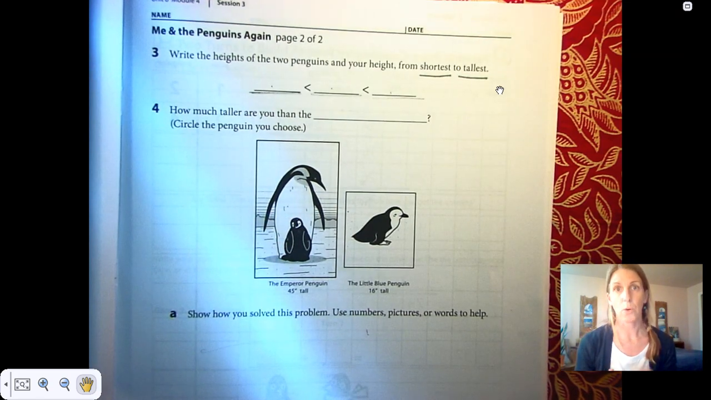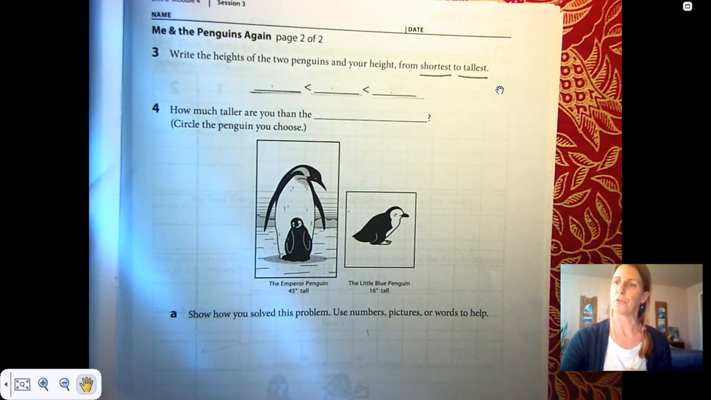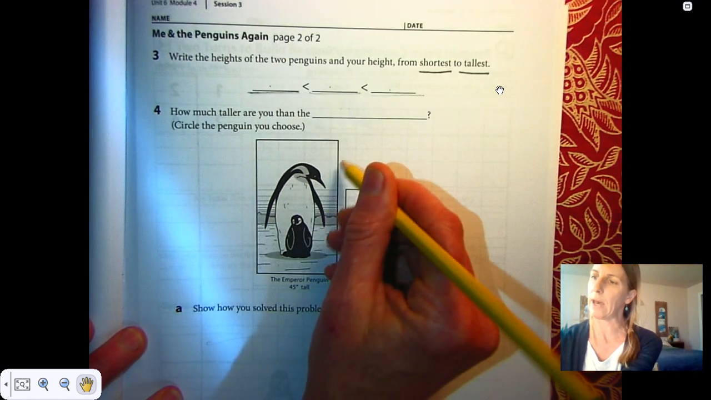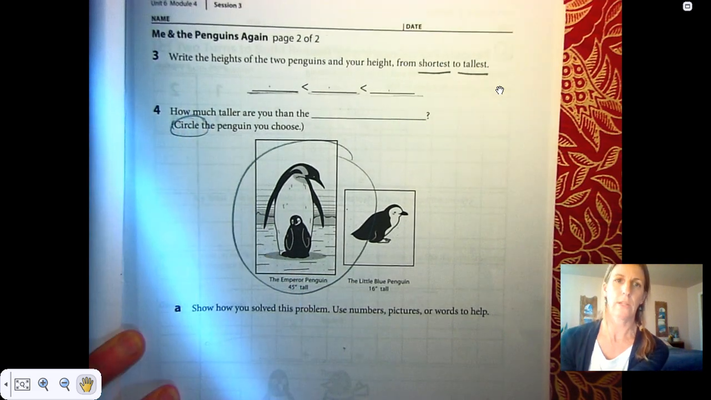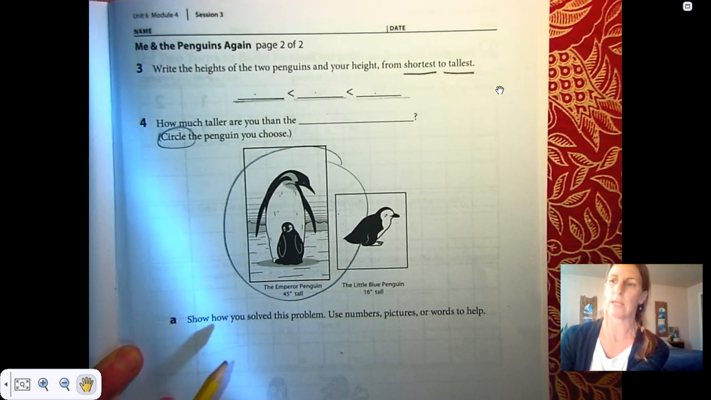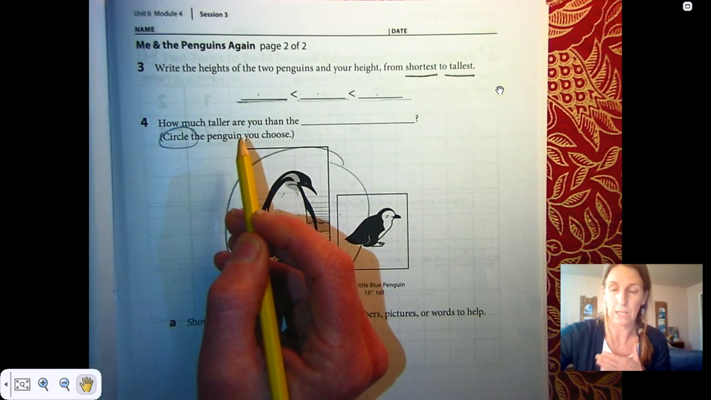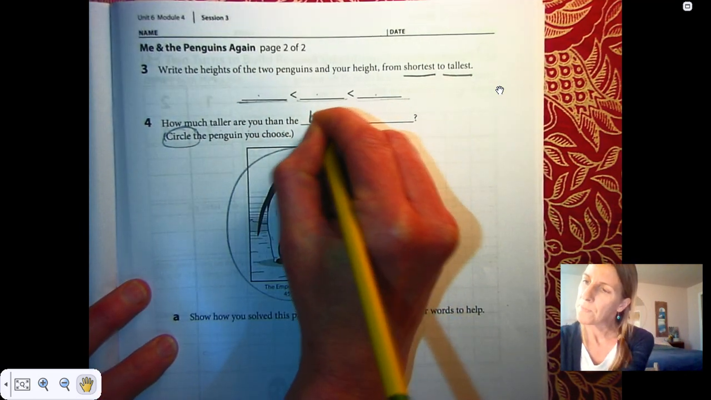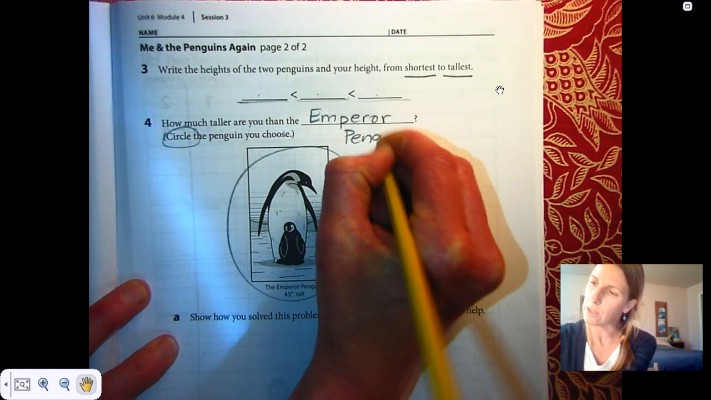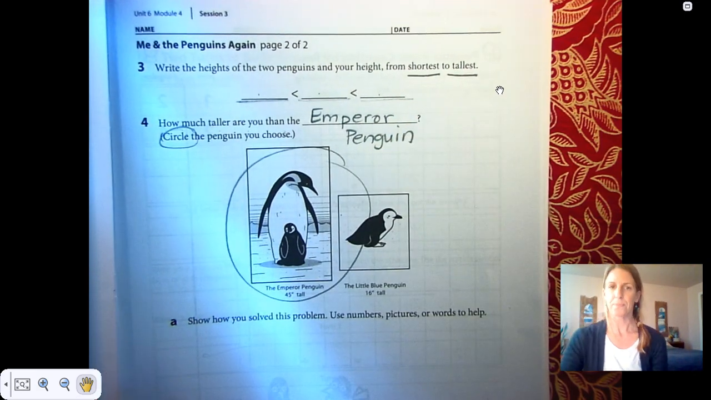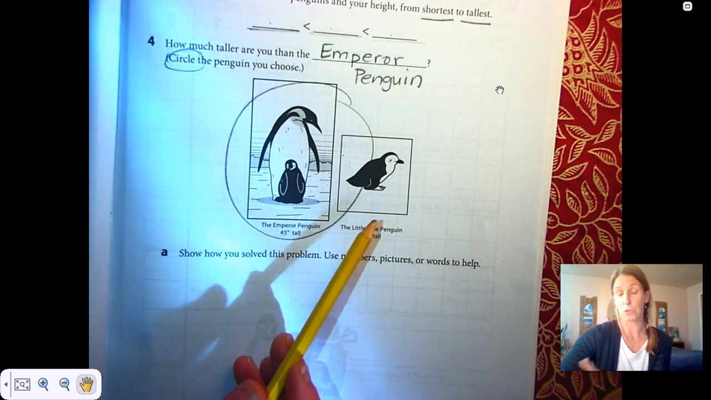Then you have to decide which penguin you're going to compare your height to. So, number 4, that's what this one's about. I'm going to compare my height to the emperor penguin. That's why I circled the emperor penguin picture. And I'm going to write that down. How much taller are you, meaning me in this example, than the emperor penguin? All right. And you could have chosen little blue too. That's up to you. You decide.